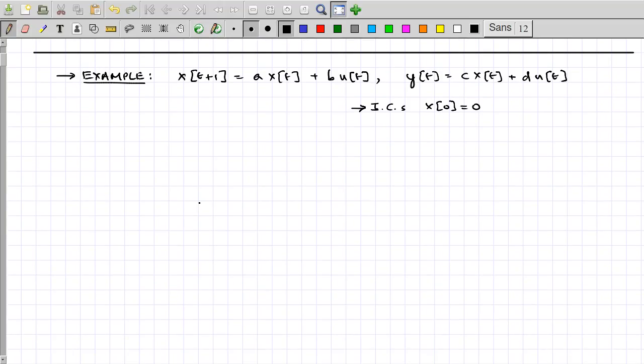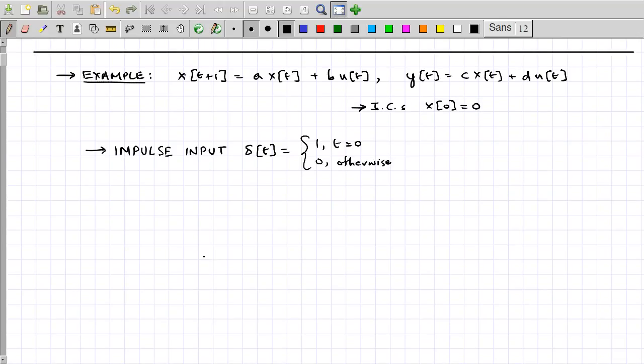Let me derive it. So we will assume that the system has an impulse input, because we want to find the impulse response. So we are going to go about this very, very slowly.